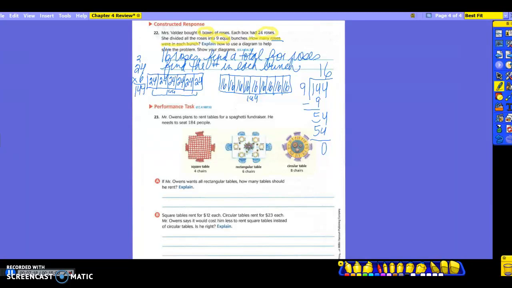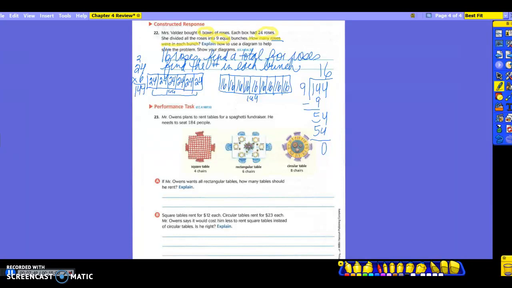And as always, one of yours on your test has multiple parts. They give you some information, and then they make you come up with a couple of different answers for a couple different questions. That's exactly what this one is doing. So take a look here. Mr. Owens plans to rent tables for a spaghetti fundraiser. He needs to seat 184 people. So that's just giving you the background information, right? Yep. Then take a look at what you see in the pictures.